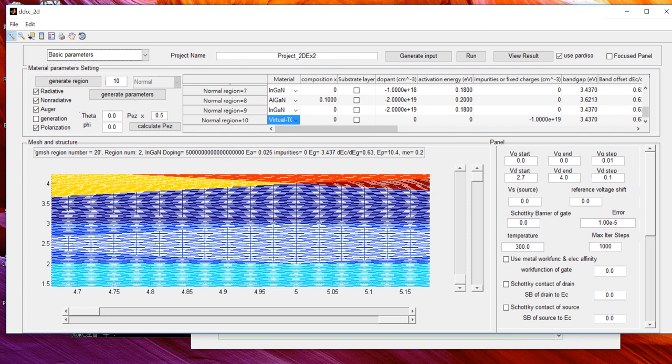So the sequence has some meaning. If there's no overlap, it's fine. If there's overlap, the sequence is very important. The later one will always override the first one.